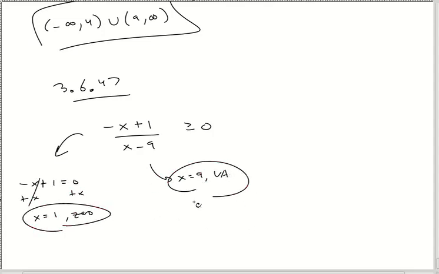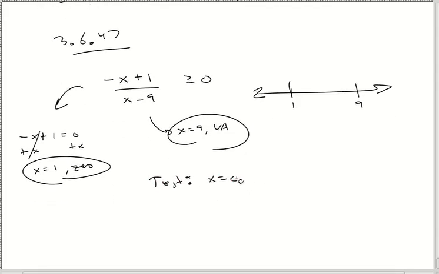So these guys right here, those are my important numbers. I set up my number line. I say right here, there's a 1. Right over here, there's a 9. And I want to know which of these will work. So let's start testing some numbers. What's less than 1? 0. Very good. 0 plus 1, 0 minus 9. Is that greater than or equal to 0? And that would be a no.